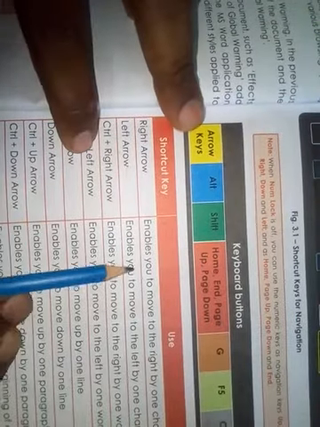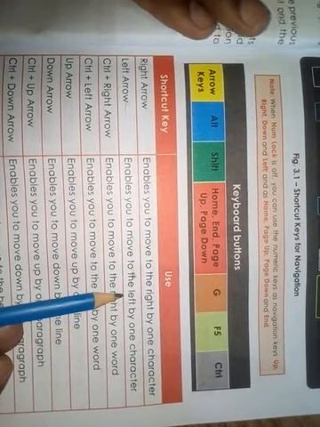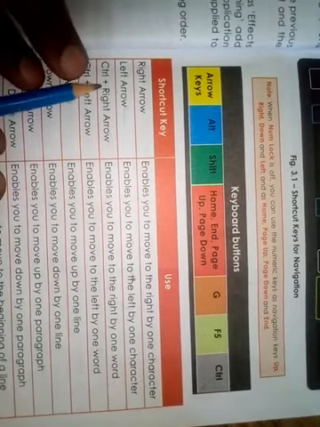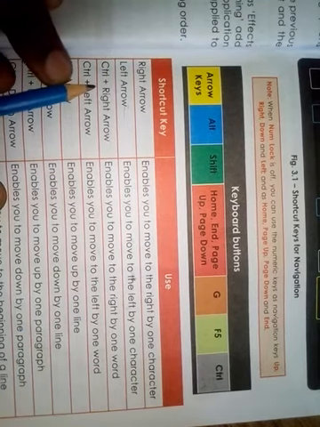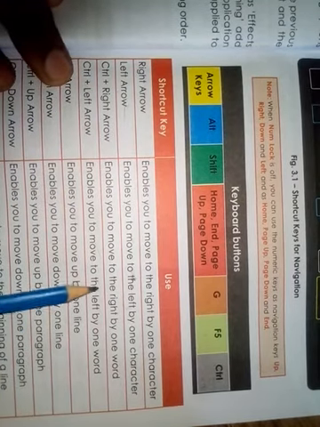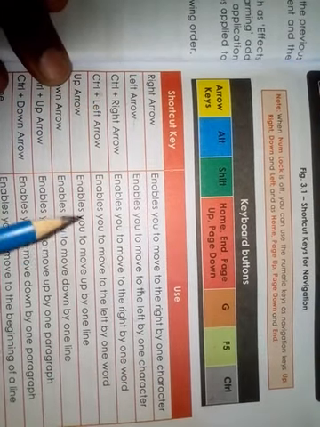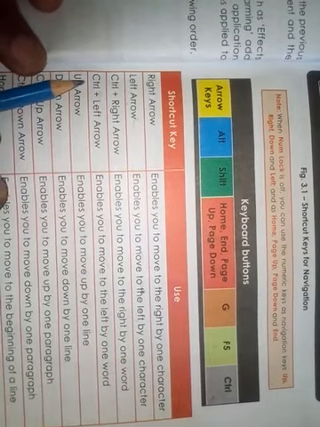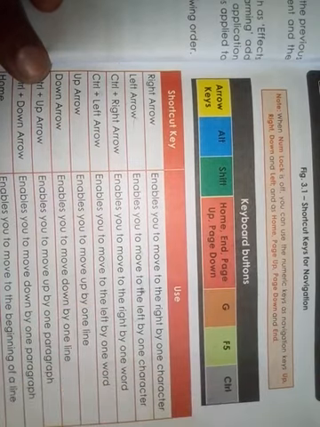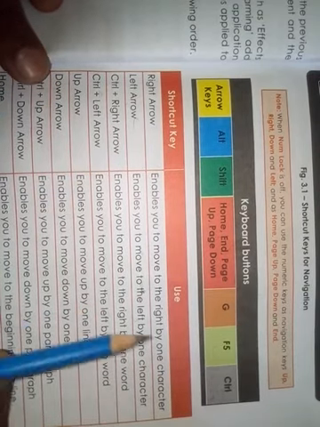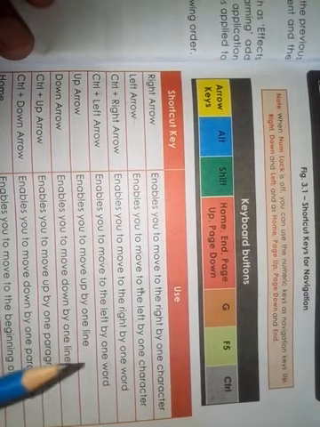The right arrow moves the cursor to the right by one character. The left arrow moves it to the left by one character. Ctrl plus right arrow moves to the right by one word. Ctrl plus left arrow moves one word backward. The up arrow moves up a line, and the down arrow moves down a line.